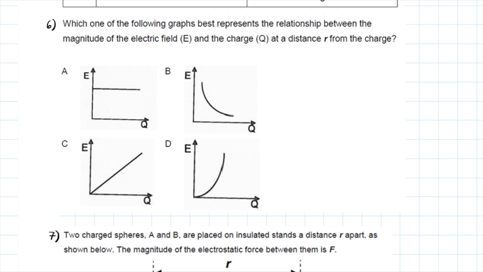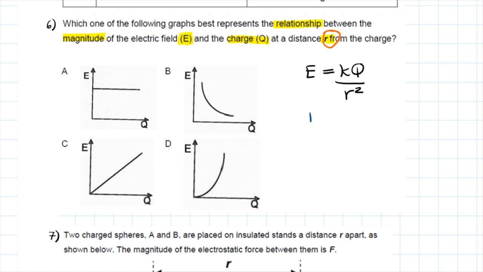We go on to question 6, which says, which one of the following graphs best represents the relationship between the magnitude of the electric field E and the charge at a distance r from the charge? When we look at all of these graphs, we see that they are graphs of electric field versus the charge. So that means that we are keeping the distance constant. We know that we can calculate the electric field by saying E is equal to kq divided by r squared, the distance away from the charge whose electric field we are trying to measure.